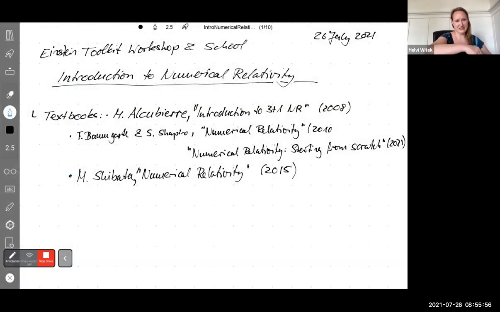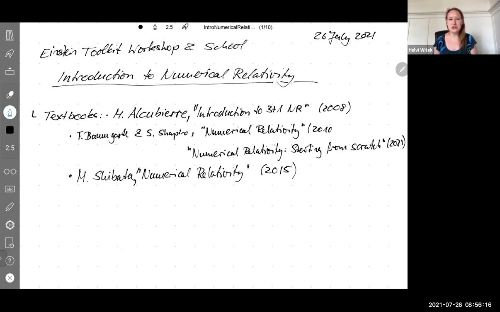Brilliant. Okay, so I already prepared a little bit of the notes for today. And we are here in the introduction to numerical relativity. As I said before, this is really just a two-hour taster. So of course I cannot by any means cover the entire topic.